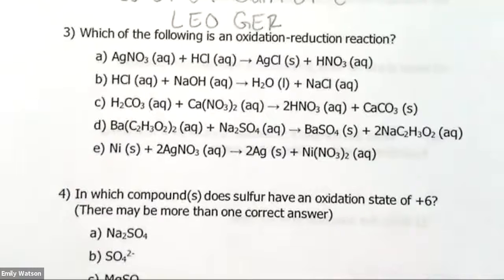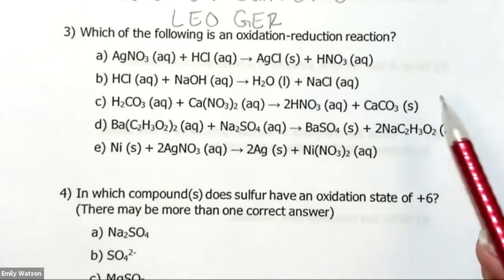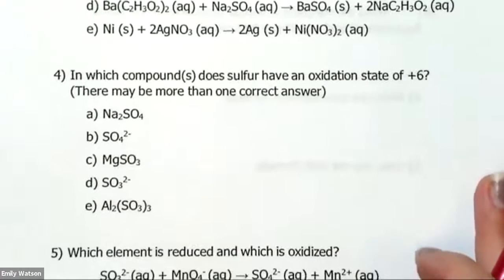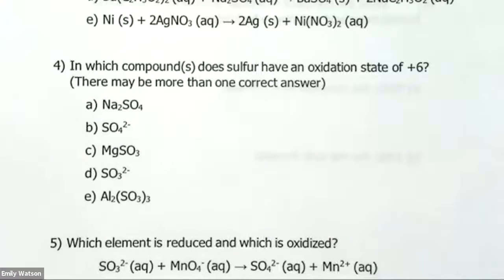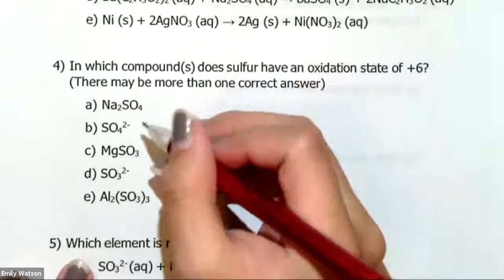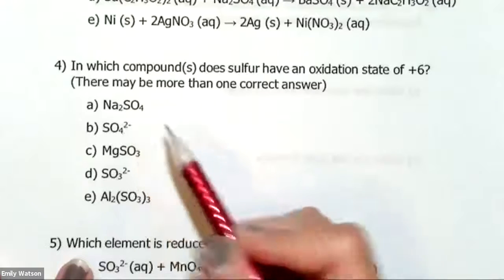Okay. I made this and then I realized I didn't want to do this question first. So we're going to go to number 4 and then we'll go back to number 3. In which compounds does sulfur have an oxidation state of +6? There may be more than one correct answer. So we're going to do what we just did for all of these. As long as there's no charge, like for these here, you'd set it equal to 0.